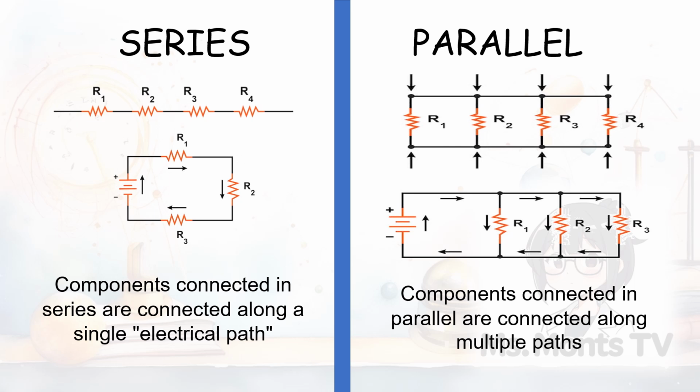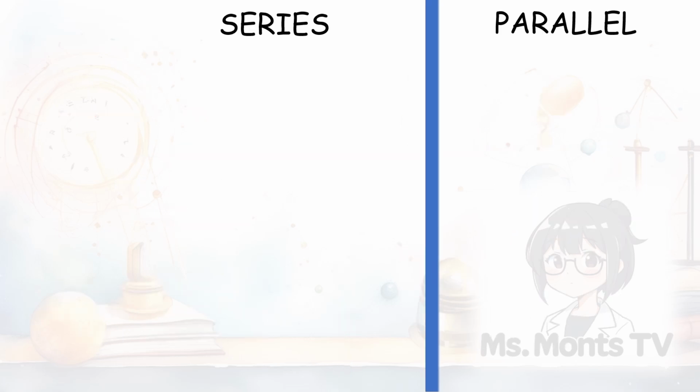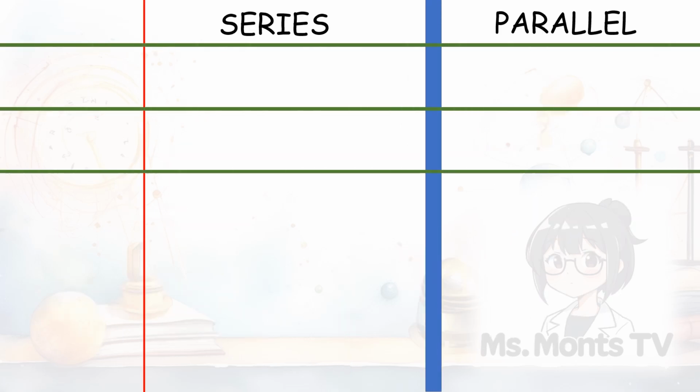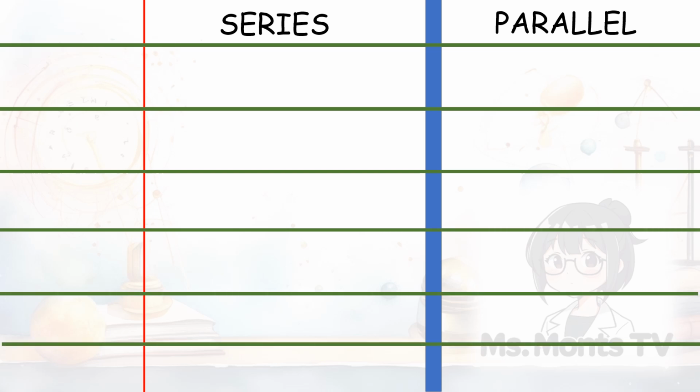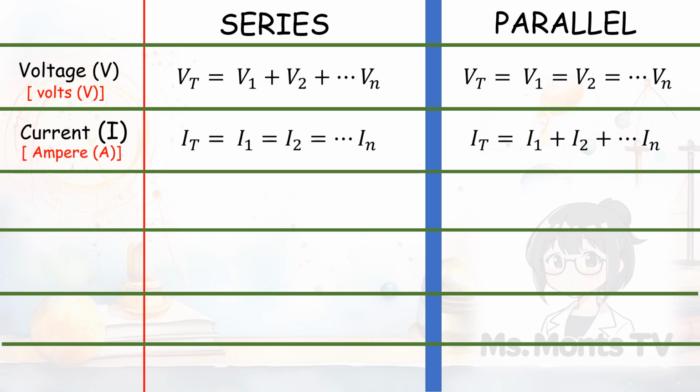Let's compare the series and parallel circuit. Voltages in series add up to the total voltage. The voltages in parallel are all equal. Current: the current in series is the same throughout, and the total current in parallel is the sum of all the currents.